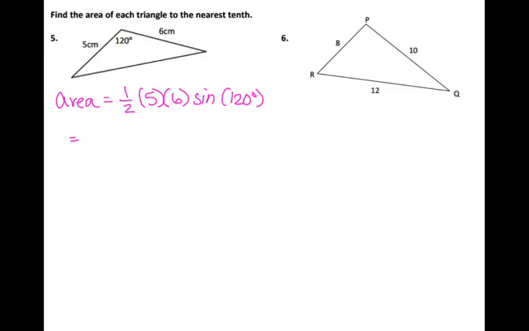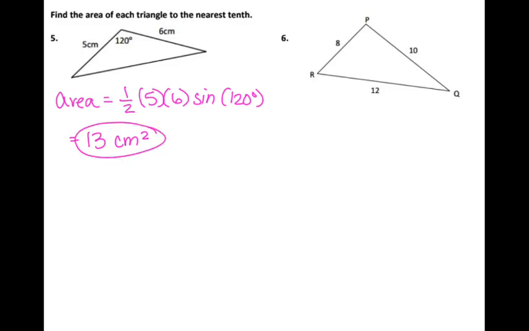I'm going to plug all that into my calculator. So 1/2 times 5 times 6, sine of 120 gives me 12.99. Let's go ahead and round that to 13. So 13 centimeters squared.